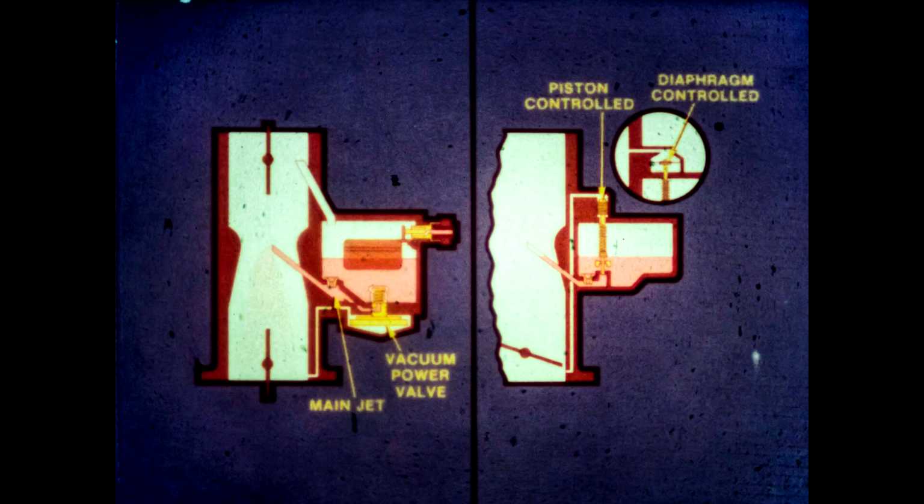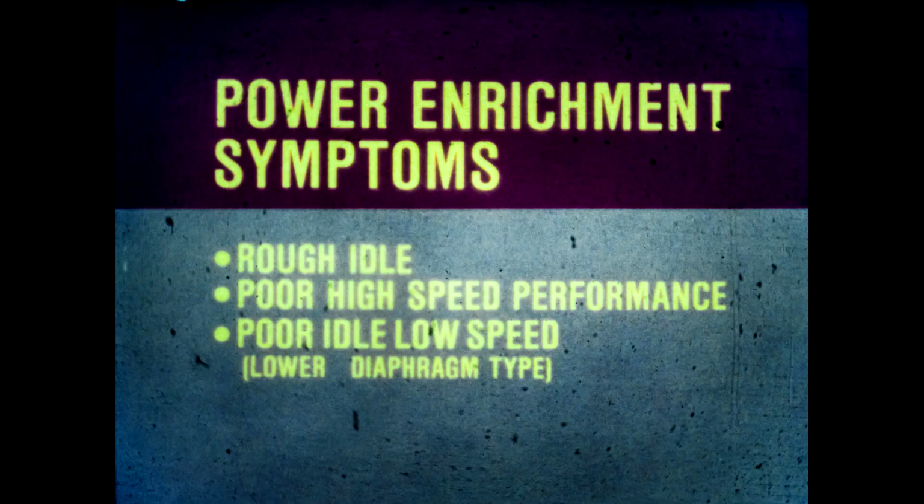Power enrichment may also be accomplished by a vacuum power valve. When manifold vacuum is high, the power valve closes, limiting fuel flow. As vacuum lowers, spring pressure will open the power valve, increasing fuel flow. Vacuum power valves may be piston or diaphragm controlled. This type of power circuit is common to carburetors with main circuits that use fixed jets with air bleeds.